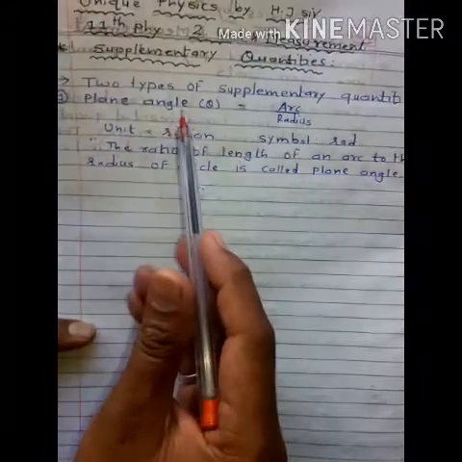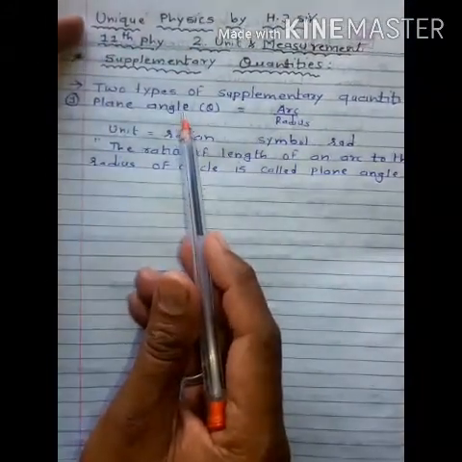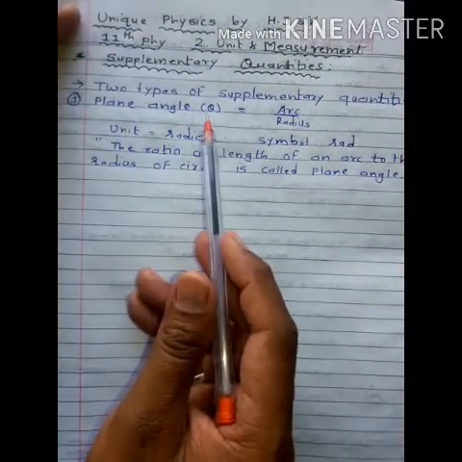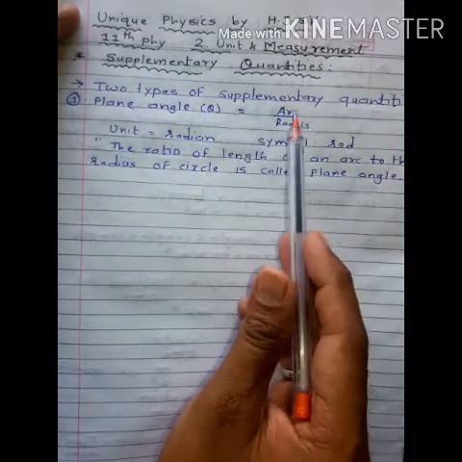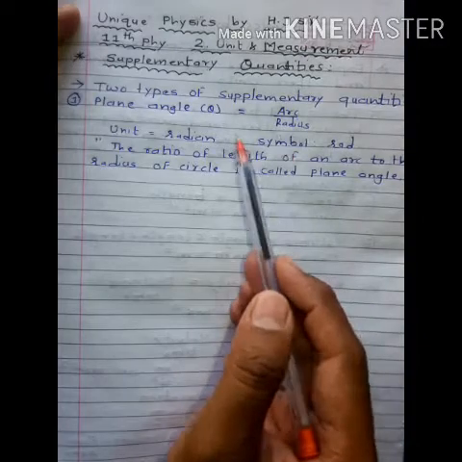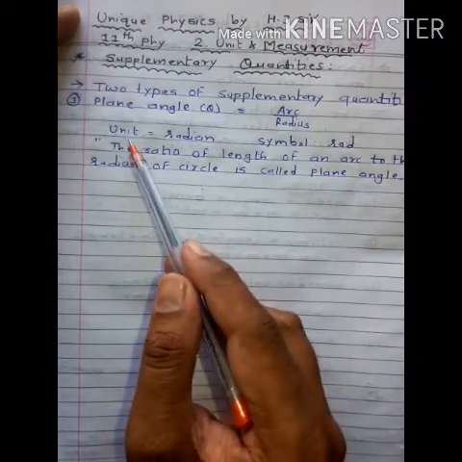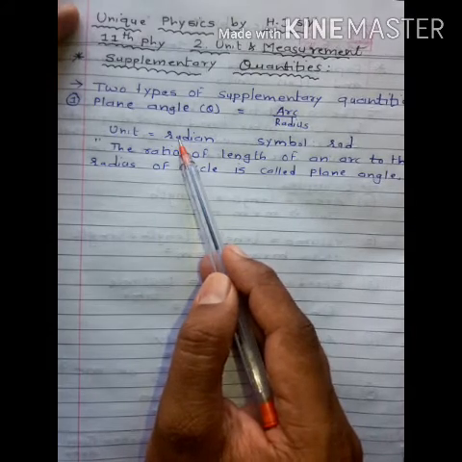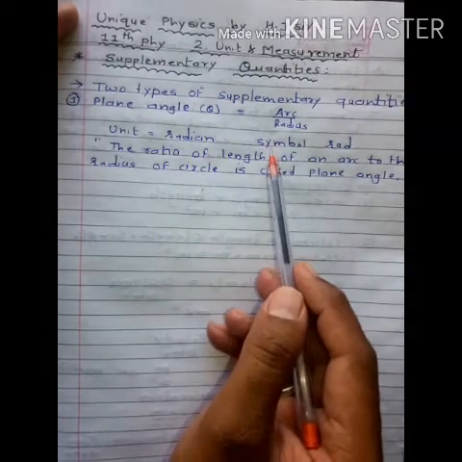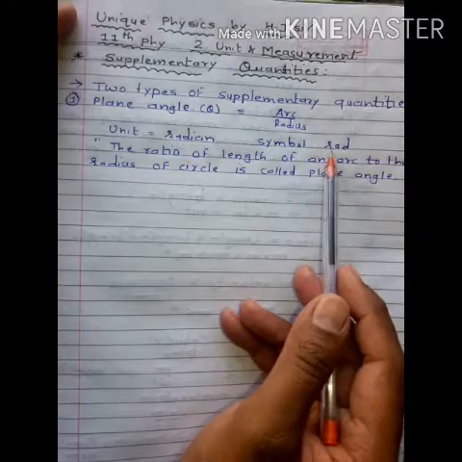First type, plane angle. Plane angle is denoted by theta. Remember its equation, plane angle theta is equal to arc upon radius. Now the unit of plane angle is radian, but generally we use its symbol, and the symbol of radian is RAD.